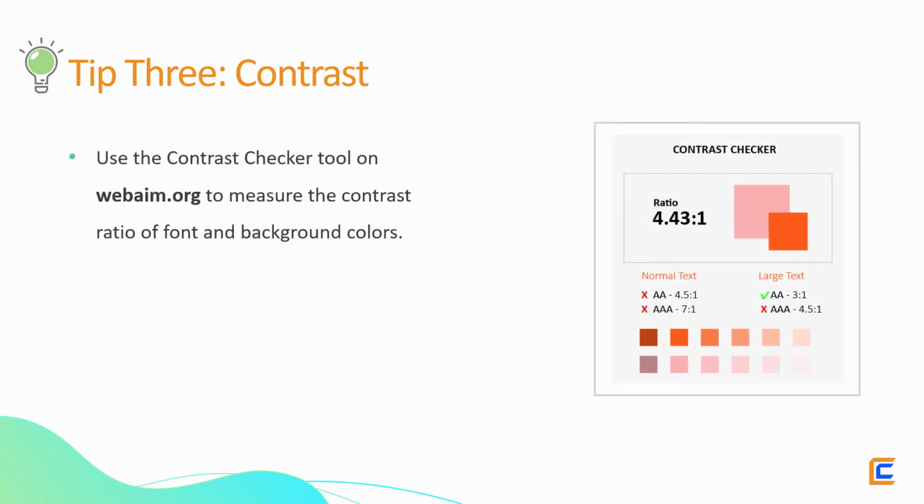To measure the contrast ratio of your font and background colors, you can use the contrast checker tool on the website webaim.org. If the website is not updated after this training video is released, you can find it on the resources page and under the tools section. Note that we are not endorsing webaim.org. You can use any other tool on the web that lets you make decisions on selecting the right contrast.